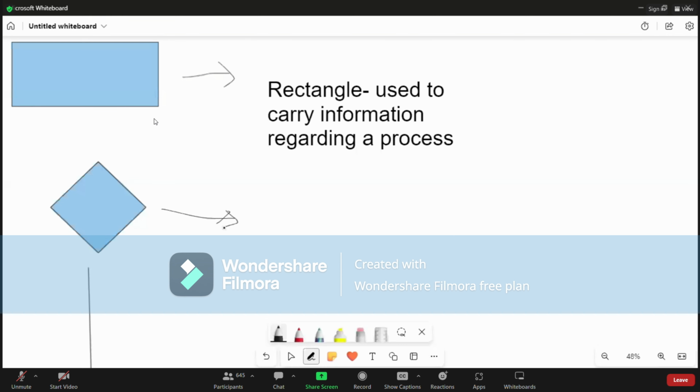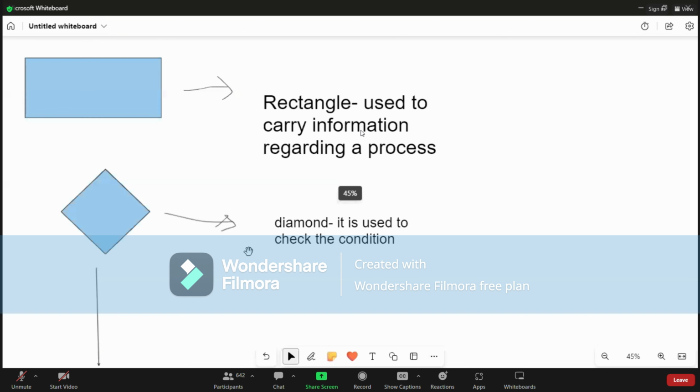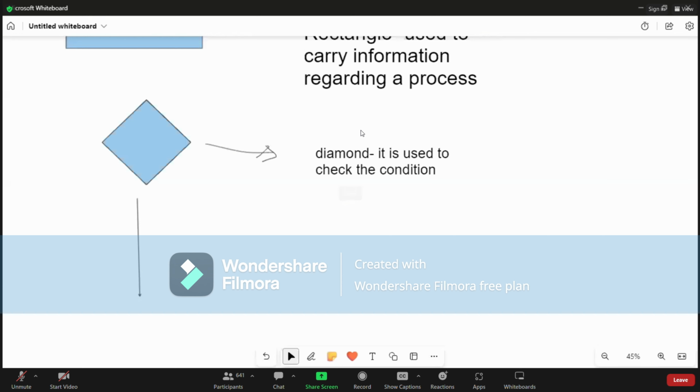So the diamond is used to check the condition, any condition given. Like, as you have seen yesterday, we have solved some questions on flowcharts. There was a diamond with an if condition, where we check if it goes to true or not. So this is the use of the diamond, and the arrows indicate the process flow, how it is going to go based on each.